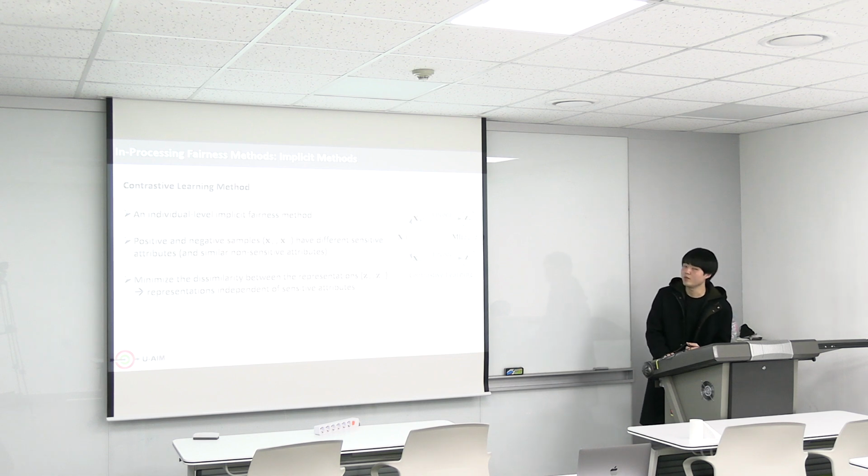So this is an example of an implicit method, the contrastive learning method. This is an individual level implicit inference method. Here we have positive and negative samples, x plus and x minus. They have different sensitive attributes but the same or similar non-sensitive attributes. We pursue fairness by minimizing the dissimilarity between those positive and negative samples, so that representations are independent of the sensitive attributes.